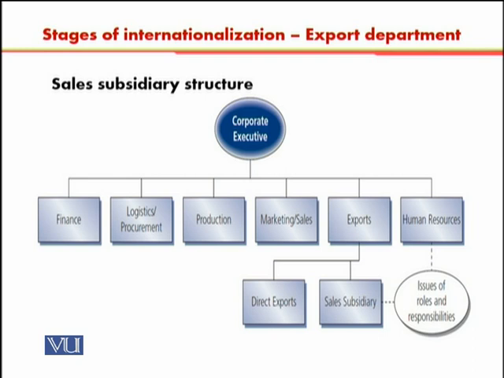So it is possible that in an organization, you are selling your products through directly exporting your product to a foreign country, and you have established a sales subsidiary in another foreign country. So if you have both those functions operating in your organization, then you will have this type of structure. If you are not going for direct exports, you are establishing sales subsidiaries throughout the foreign operations, then the direct exports department will not be operating. So a sales subsidiary will be working under your exports department.